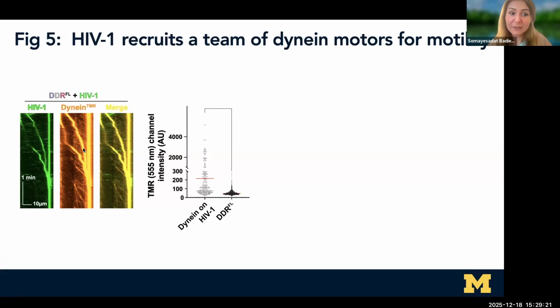The other thing you can see, it's very clear, is that the dynein co-localized with HIV-1 is way brighter than the single dynein. In other words, I can see about a 7-fold increase when I measure the brightness of the dyneins co-localized with HIV-1. That means a team of dyneins is involved in that.